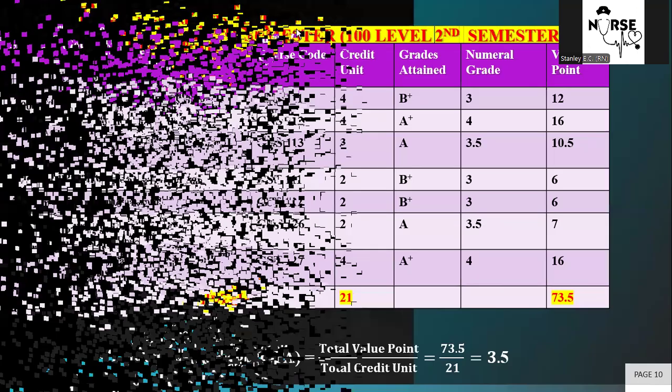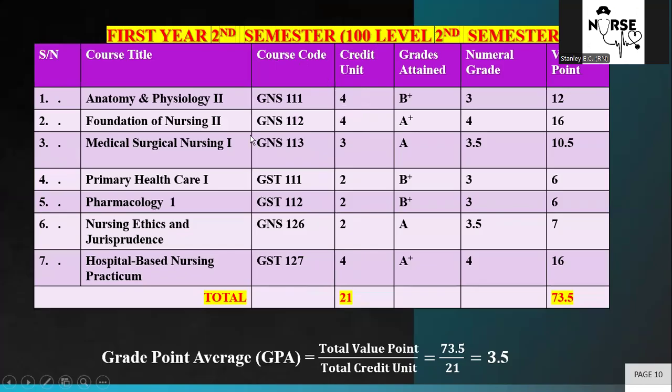The next one is 100 level second semester. For 100 level second semester, we can see that the student is doing 7 courses. The third column is telling us the course code. These are the credit units. When we sum the credit units all together, we get 21. Now, these are the attainable grades. This student got a B plus in anatomy, A plus in foundation of nursing, A in medical surgical nursing, B plus in primary health care, B plus in pharmacology, A in nursing ethics and jurisprudence, A plus in the clinical OSCE. That's a hospital-based nursing practicum.